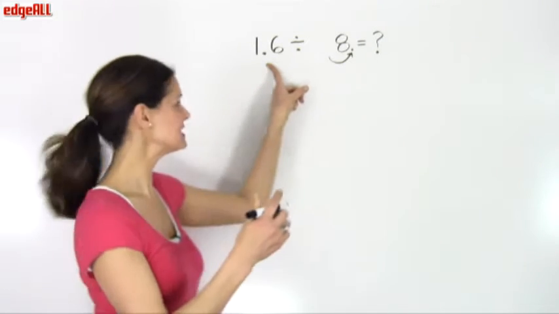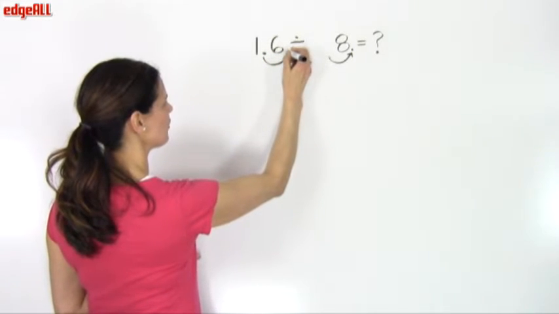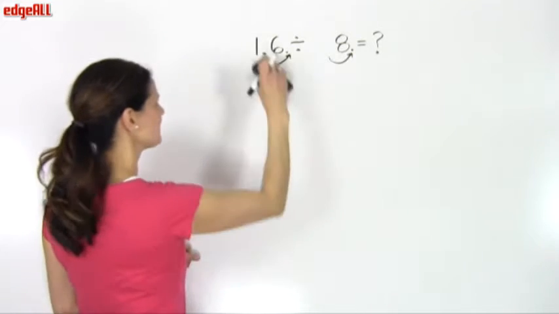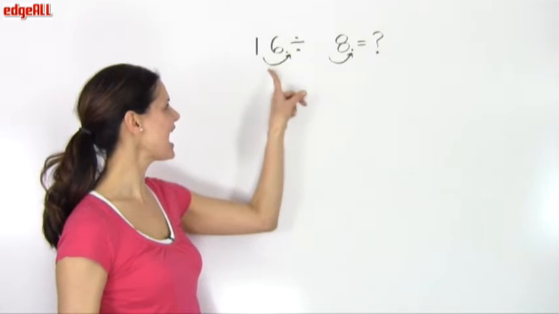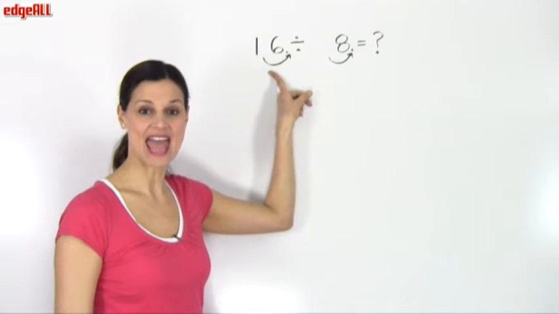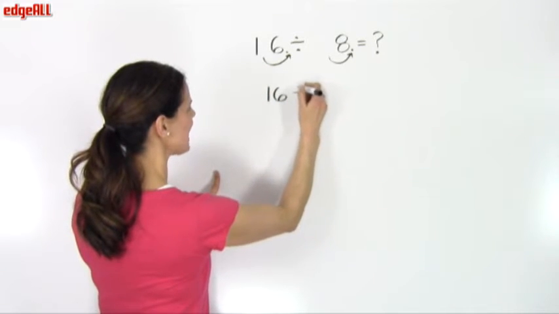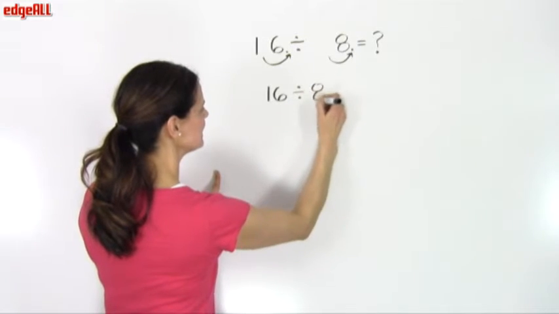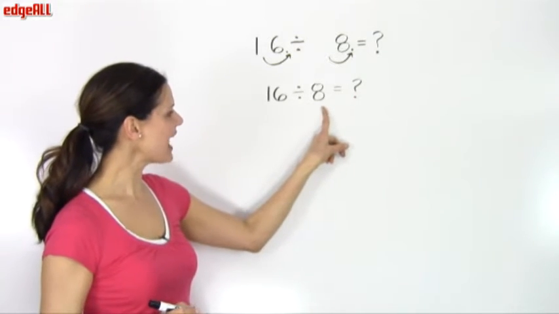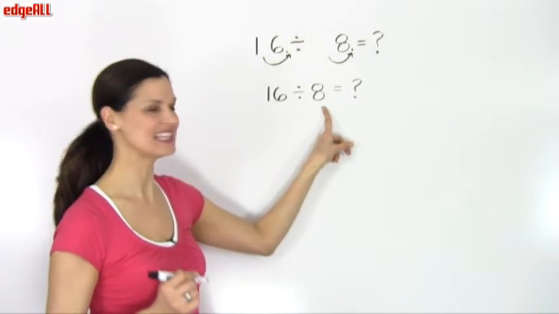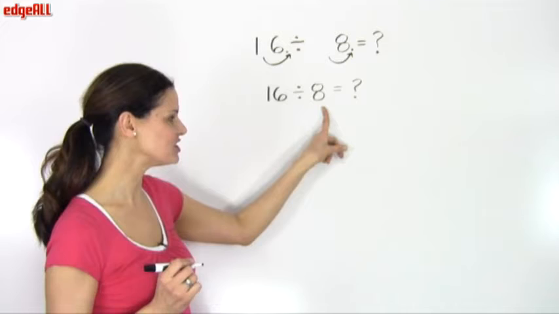So we have to do the same thing to our dividend and move our decimal to after the 6. So we basically just multiplied both our divisor and our dividend by 10 and made this now a problem of 16 divided by 8 equals what number? So now you do not have a decimal in the divisor. You have a whole number, and this is what we wanted to achieve.